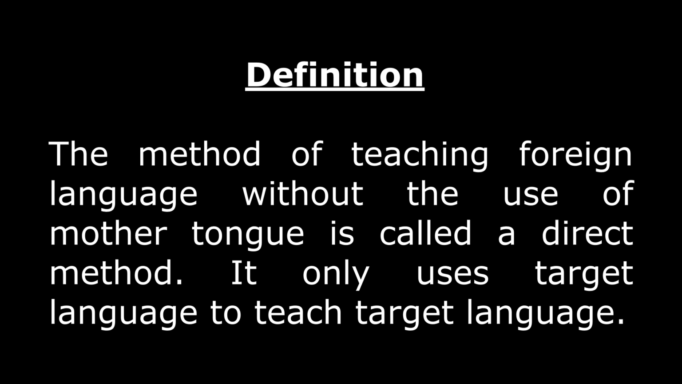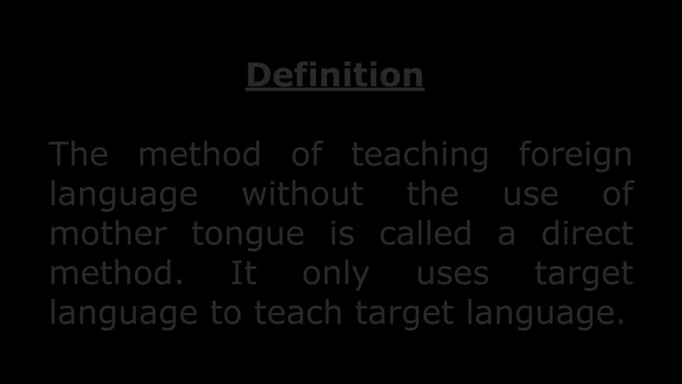Definition of direct method. It is the method of teaching a foreign language without using the mother tongue. It's called direct method. So it only uses the target language. It could be English, it could be French, it could be Bengali or any other language. In any case, you are not allowed to use your mother tongue. By using your second language, the target language, you will be able to practice and learn the language. So this is called direct method.